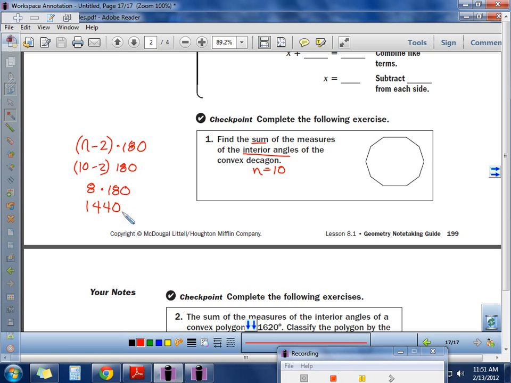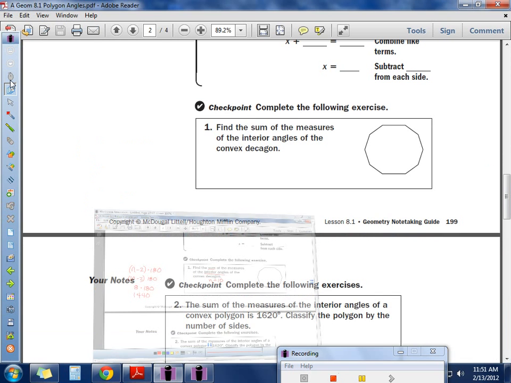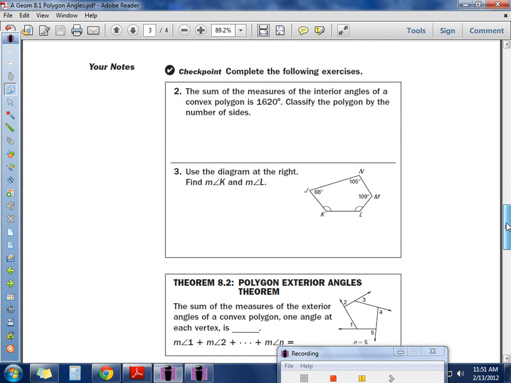Who all got that one right? Good job. Pretty much everybody. All right, checkpoint 2. Slightly harder, not a whole lot harder.